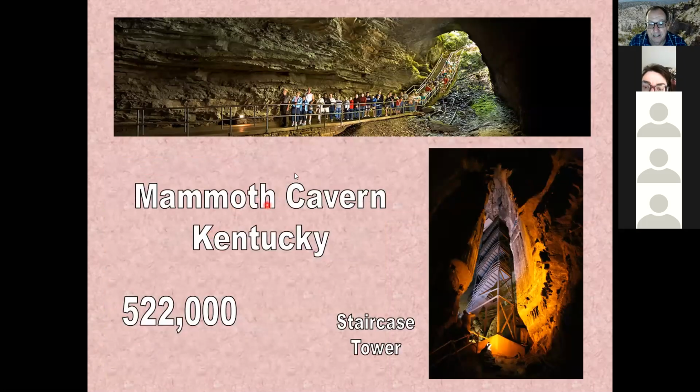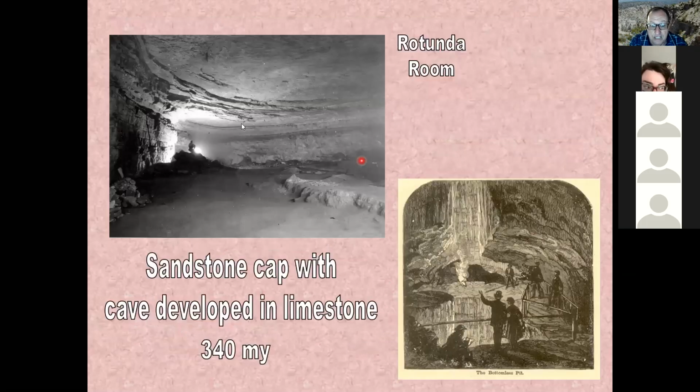Before I take a break and give it back to Brittany here, Mammoth Cave, Kentucky. 522,000 visitors. Certainly it's a classic, huge limestone cavern. This is called the Staircase Tower here, where you come down the staircase to get into the deepest part of Mammoth. Rotunda Room. You don't see many formations, stalactites, stalagmites here.